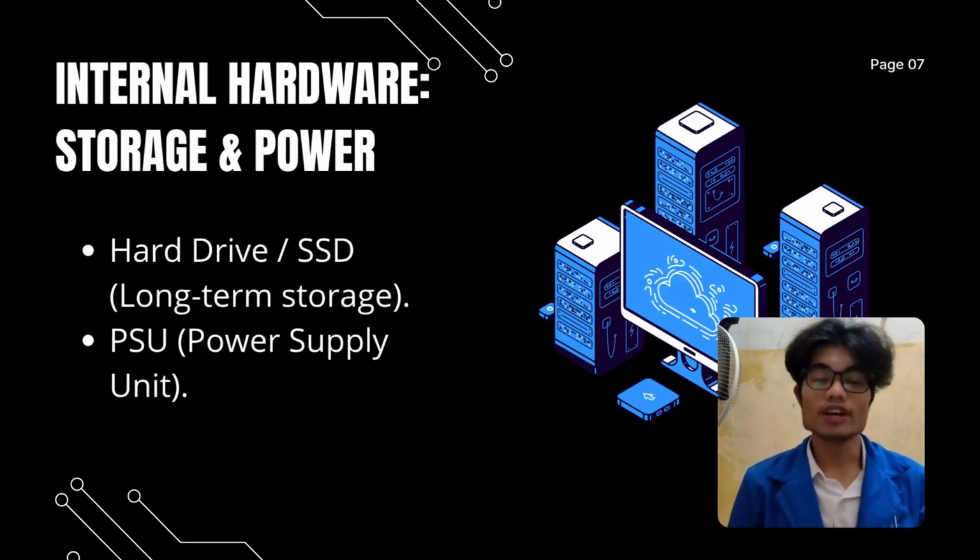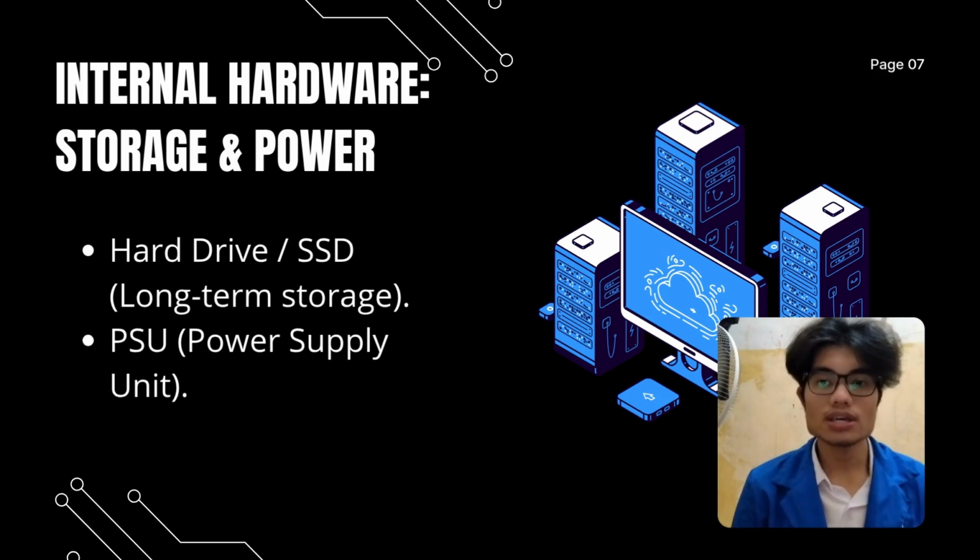Next, we have internal hardware, storage, and power. For saving files permanently, we use an SSD or hard drive to run all these components. The power supply unit or PSU distributes electricity to the whole system.